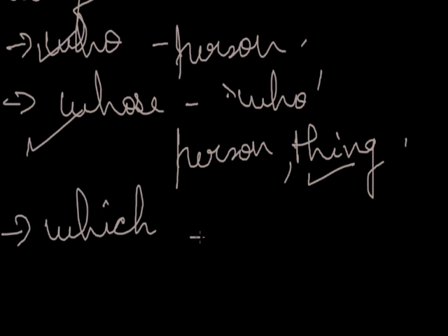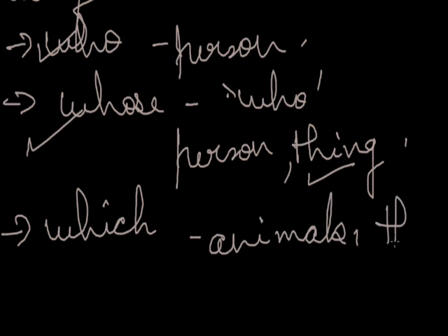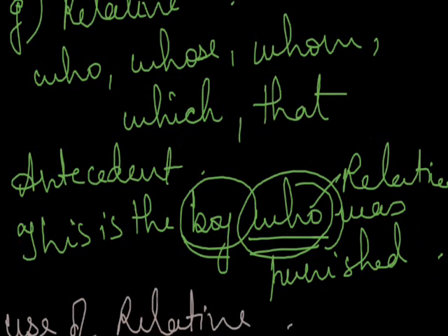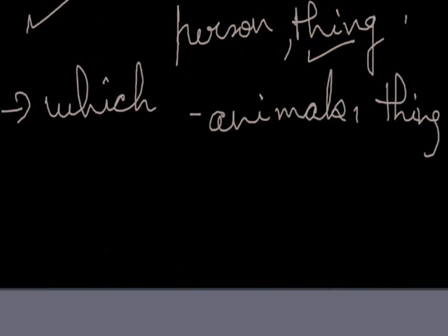Next relative pronoun is which. It is used for animals and for things without life. For example, these are the books which we purchased yesterday. The horse which won the race is John's. And another example: the things which we lost have been found.